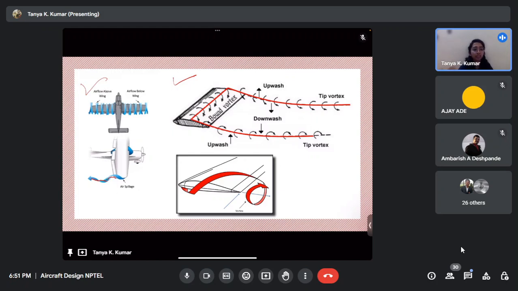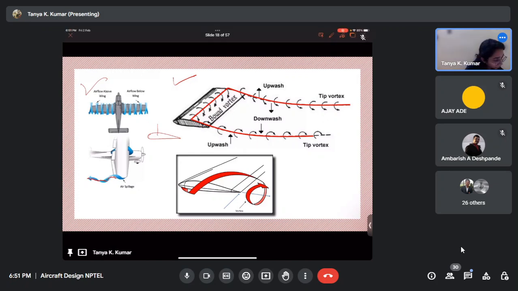And now when vortices are generated, there is a change in angle of attack at the tip. So throughout the wing, it's almost a uniform angle of attack. At the tip, because of this generation of vortices, there is a different angle of attack. It is an induced angle of attack.